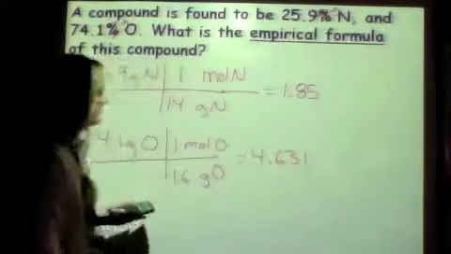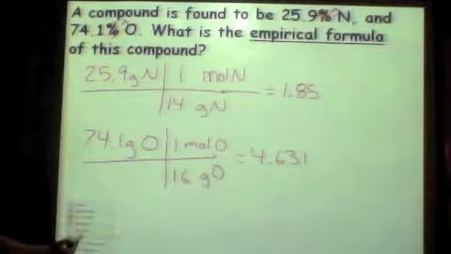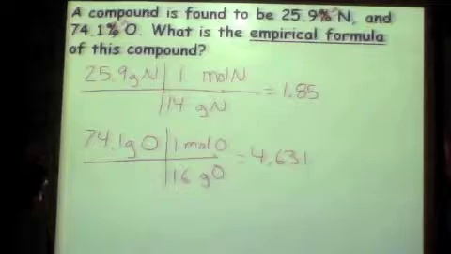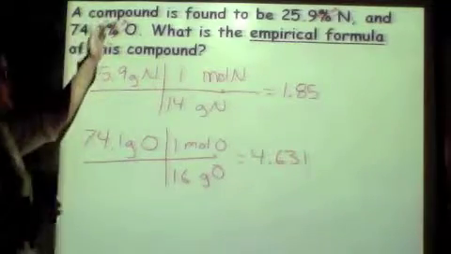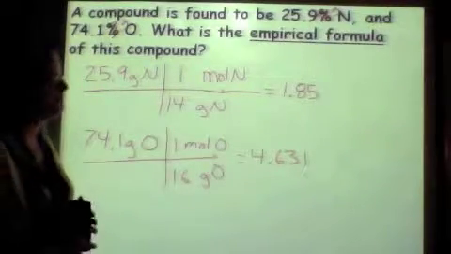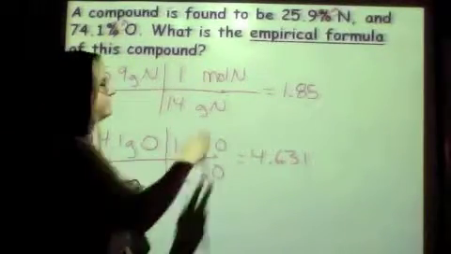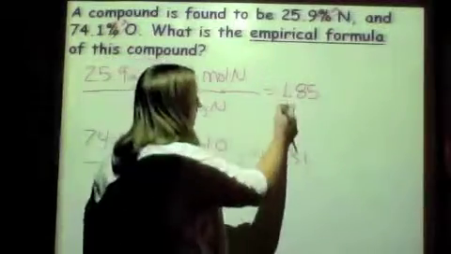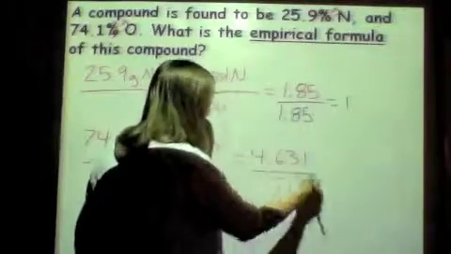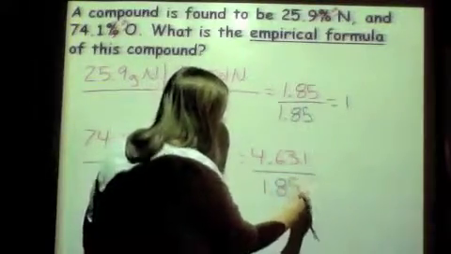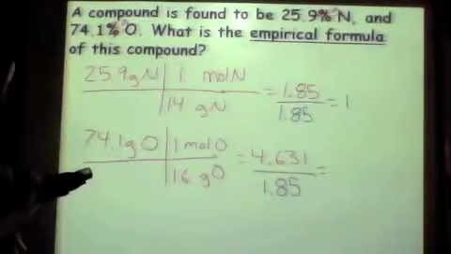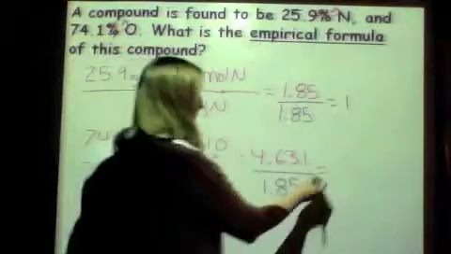4.631. Okay, now you've got to make sure you're doing every single step, because if you forget a step, your answer is going to be completely wrong. You have to do all the steps. So step 1, change the grams. Step 2, grams to moles. Step 3, divide by small. So out of these two values, which one is the smallest? 1.85. So 1.85 obviously is going to be 1. Now 4.631 divided by 1.85 gives you 2.5.